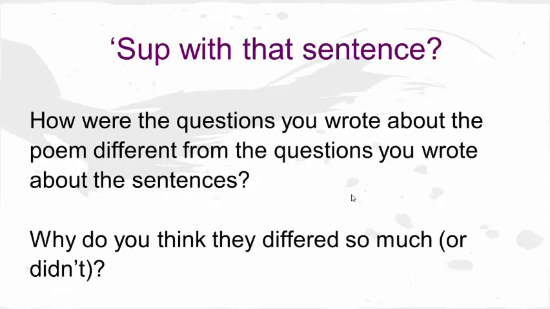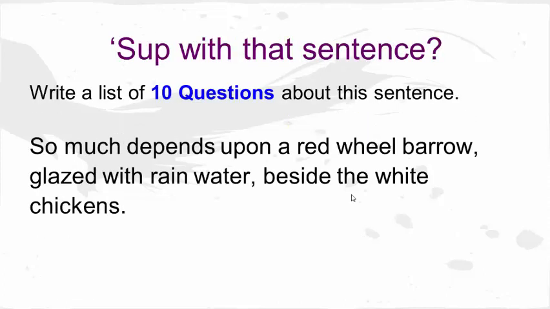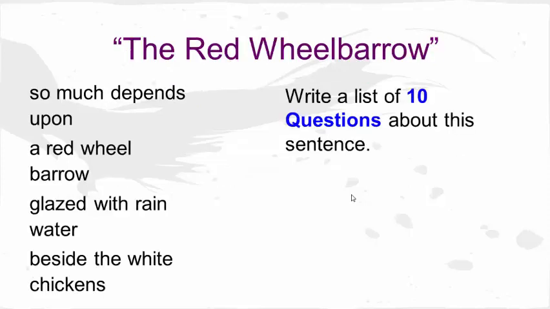I want you to think, and you don't have to write anything down yet, but I want you to think about how the questions you wrote about the poem were different from the questions you wrote about the sentences. In the sentences, you might have asked things like, what's so important about the wheelbarrow? Is it still raining? Where is this? For the poem, you might have asked things like, how come its structure is the way that it is? Does it matter that the structure is the way that it is?